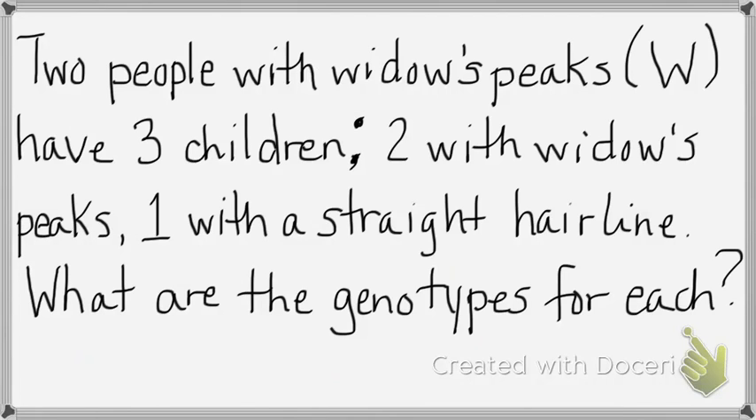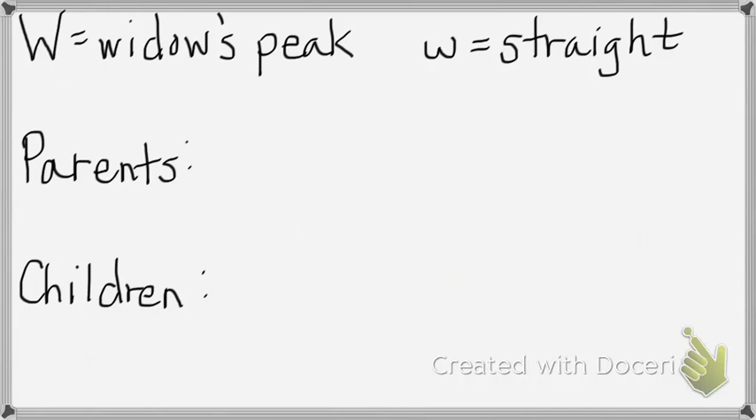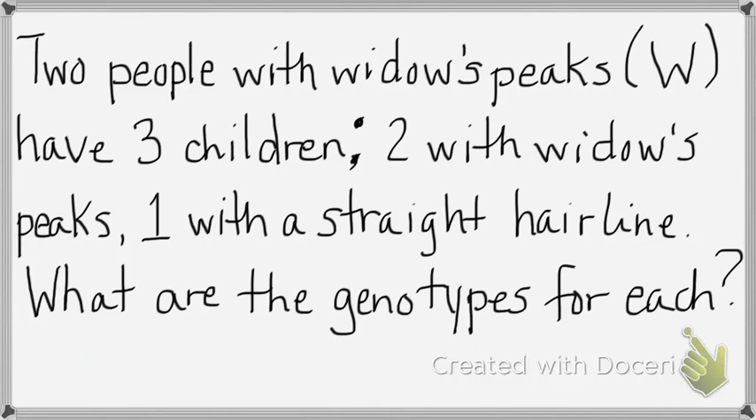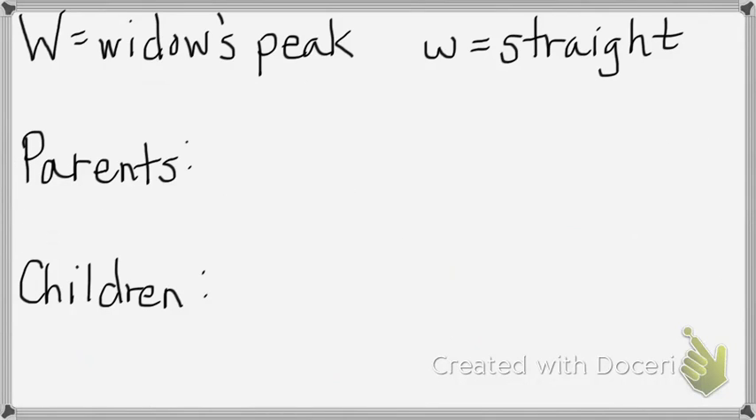Now, what would straight hairline be, dominant or recessive? Recessive. What are the genotypes for each? Let's see what you think. I made a key at the top that big W is widow's peak, little w is a straight hairline. So go ahead and tell me, what do you think the parents are? Yes, they're big W, little w.